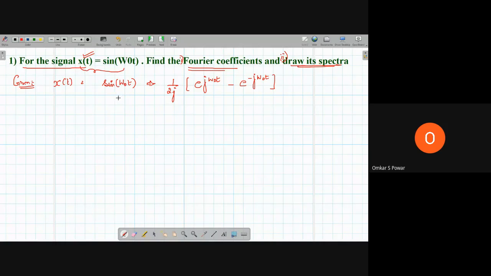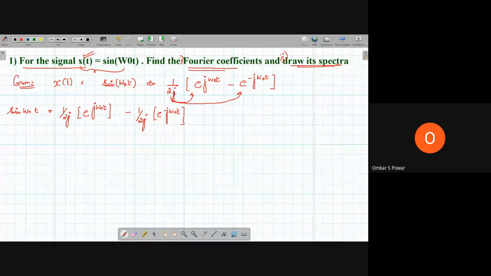Then what do we have to do? We have to simplify. Let me multiply each term one by one. So sin(ω0 t) is equal to 1/(2j) e^(jω0 t), then minus 1/(2j) e^(−jω0 t). I have just multiplied. Now you see what I am writing here.